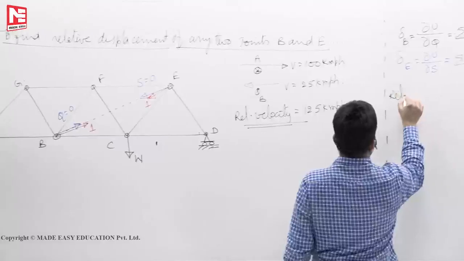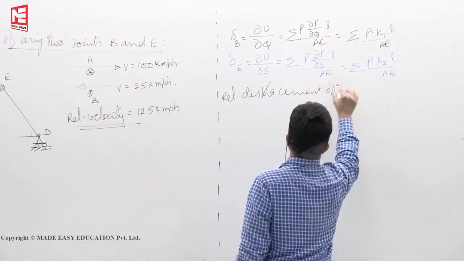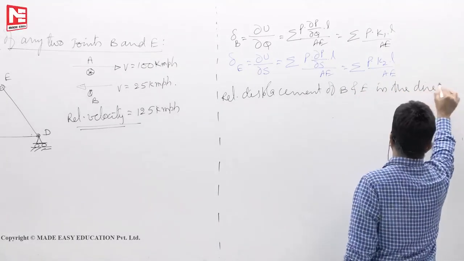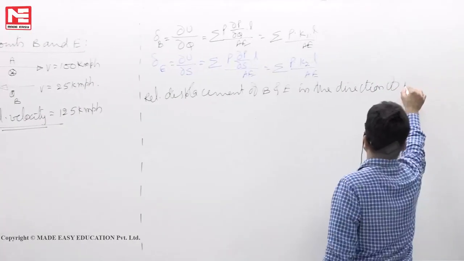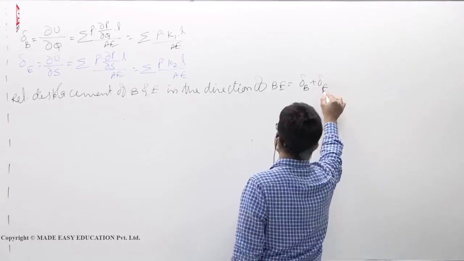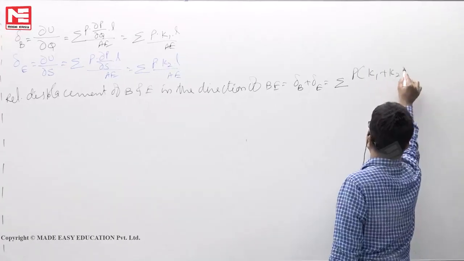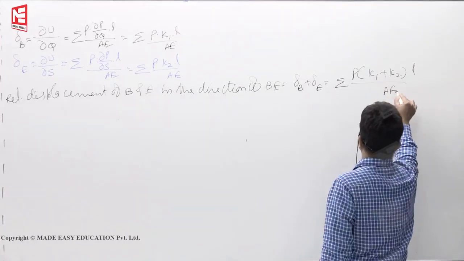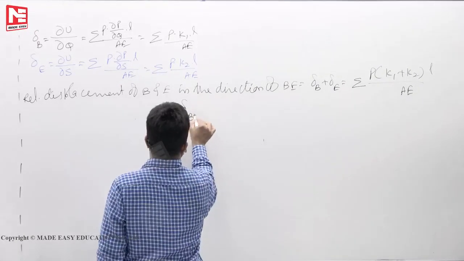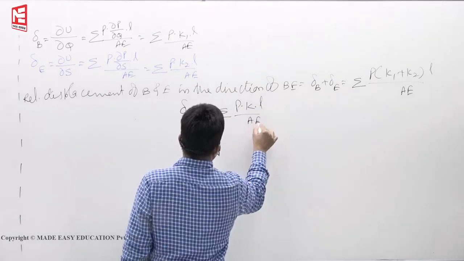So the relative displacement of P and E in the direction of BE is nothing but delta B plus delta E, which is nothing but summation of P into K1 plus K2 into L by AE, because the P value is the same and the L value is the same. So I will write delta BE is equal to summation of PKL by AE.